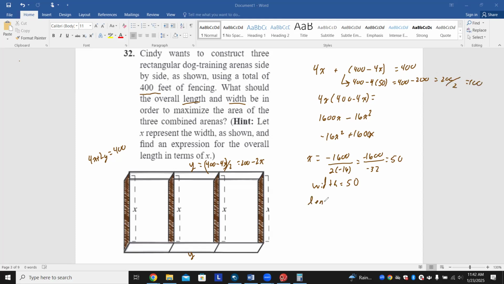So therefore the length, or what is it? Who we let x be? X represent the width. Yeah, and so then length would be 100. And then this is a word problem, so you always want to add in the units.